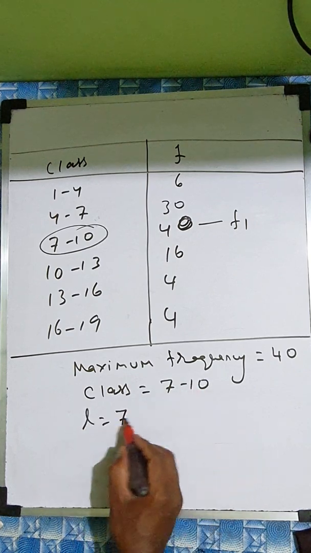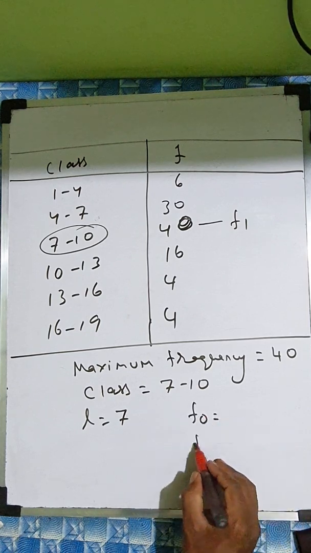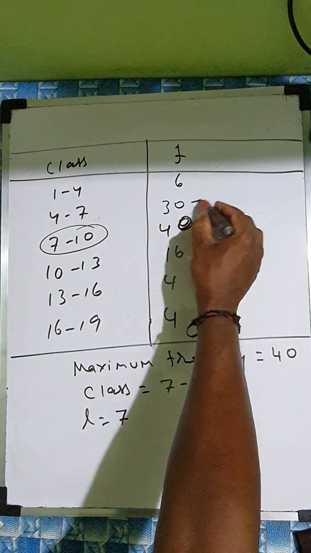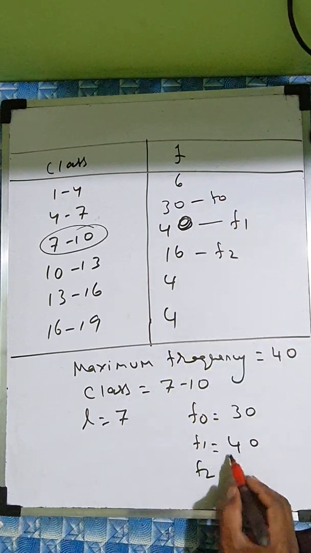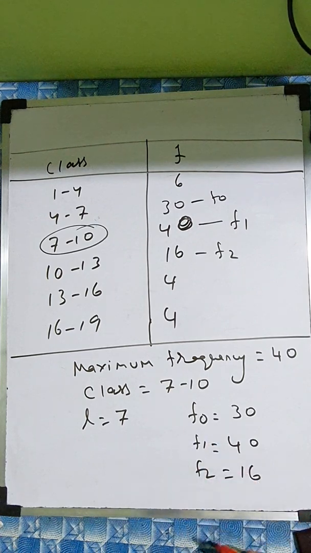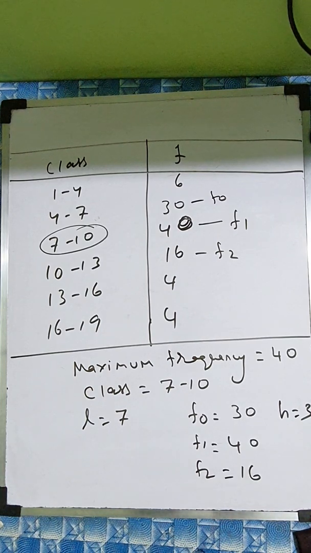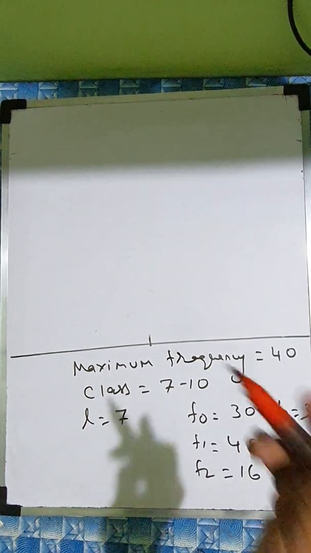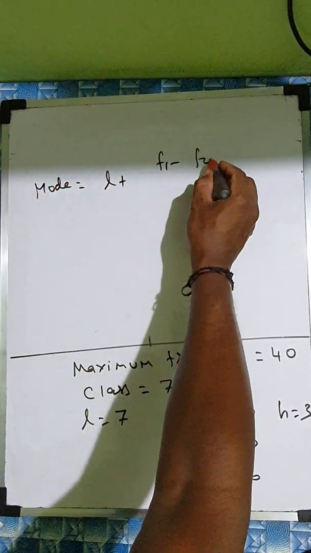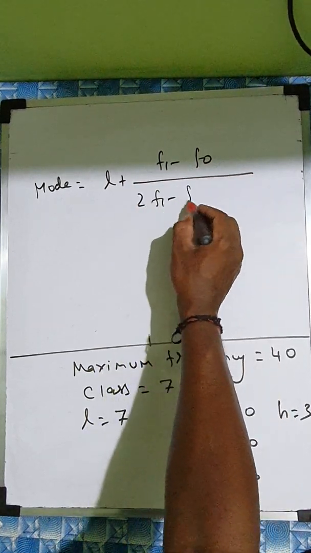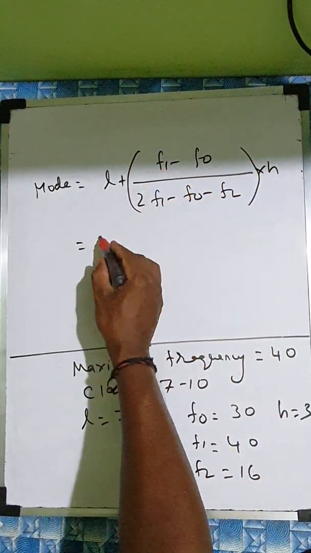That means L is 7, and f0, f1, f2. Okay, the one before is f0, the next one is f2. So 30, 40 and 16 are f0, f1, f2, and h we already know is 3. Okay, so now we'll apply the formula and we'll get the answer. So mode equals L plus f1 minus f0 by 2 f1 minus f0 minus f2 into h.